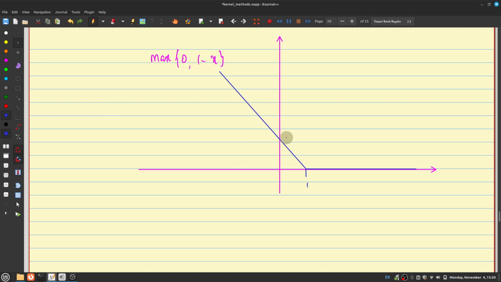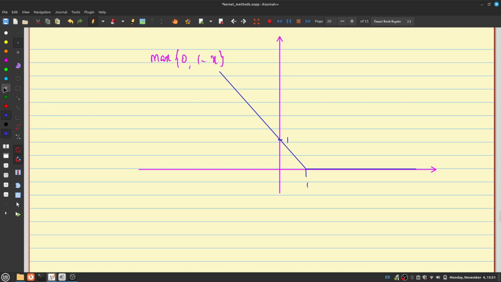So let's just look at this hinge loss function. What does the hinge loss look like? This is what it looks like, and at what point does it intersect the y-axis? What is this point? One, right? Now let's look at the 0-1 loss.